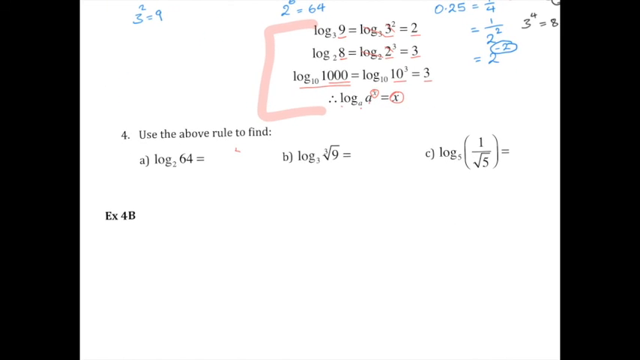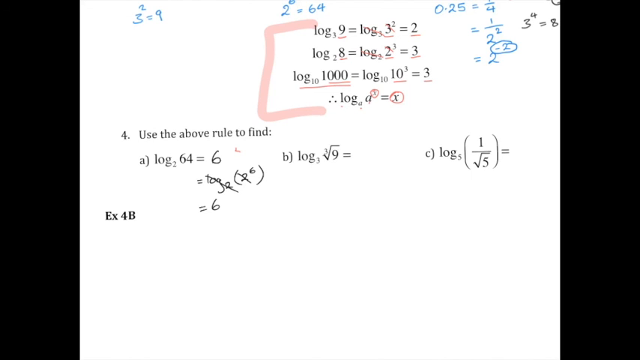Use the above rule to find these. Well, that's actually the same as before. So once again, 2 to the power of 6 is 64. So that just equals 6. Now, I'm happy for you to just go straight to equaling 6. You could also write it as log of 2 to the 6, and then these cancel out and you just get 6.